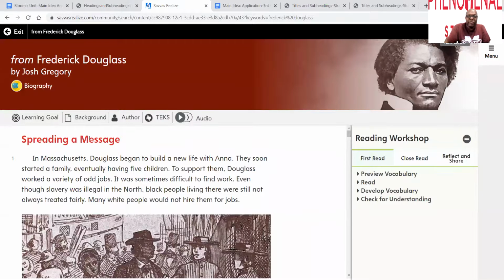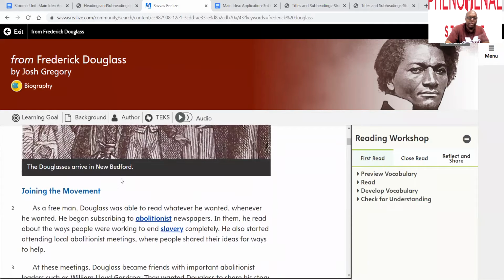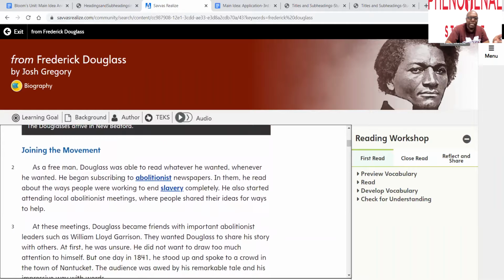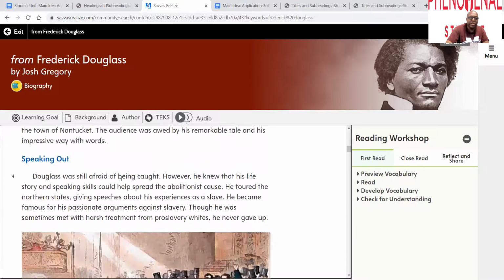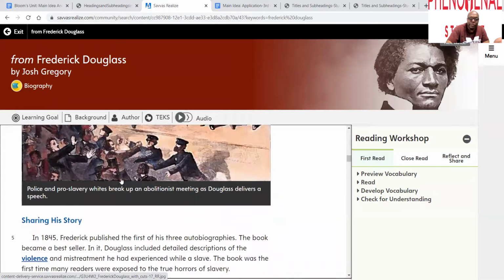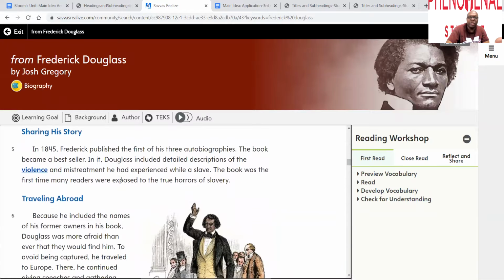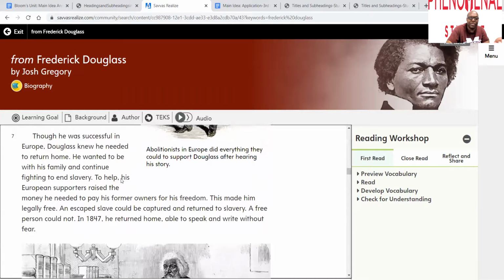my school uses Savvas. That's one of the resources that we have available to us. So what I did is I decided to use this particular story, which is about Frederick Douglass, and I broke it into chunks. So the first chunk was an I do, or a model I walked through with the kids. And all they really had to do was identify the heading, which was Spreading the Message. And then they had to go through with me, and we would write the section title, Joining the Movement. We read that. Then we'll read Speaking Out. That's a section. Sharing the Story. That's a section. Traveling Abroad. That's a section. And Finally Free. That's a section.